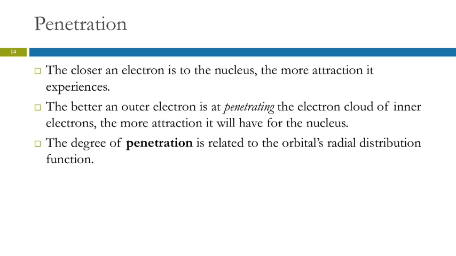Penetration is the idea that the closer the electron gets to the nucleus, the more it's attracted to it, right? That's that 1 over R relationship. So if the electron is closer to the nucleus, it's going to be more attracted. So the better an outer electron is at penetrating the electron cloud of the inner electrons, the more attraction it will have for the nucleus. And how much those orbitals penetrate in close to the nucleus depends on the orbital's radial distribution function, the shape of the orbital.